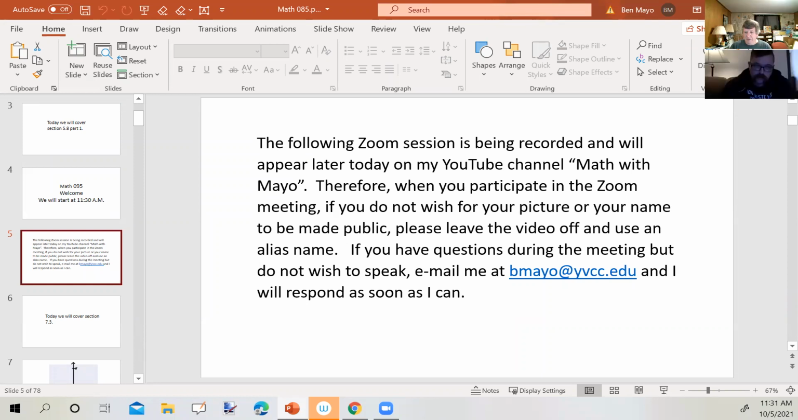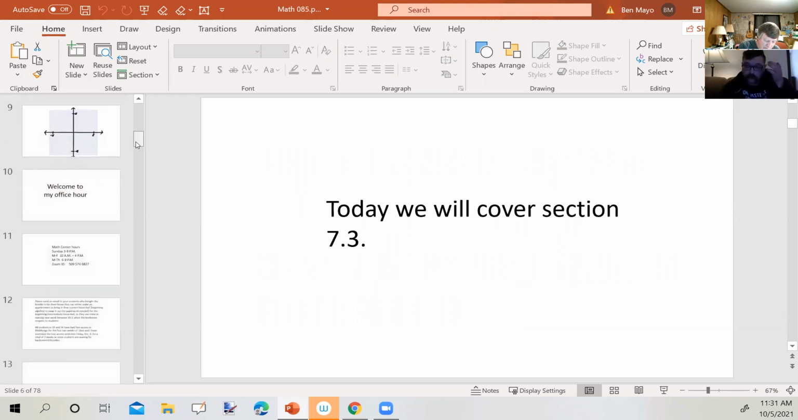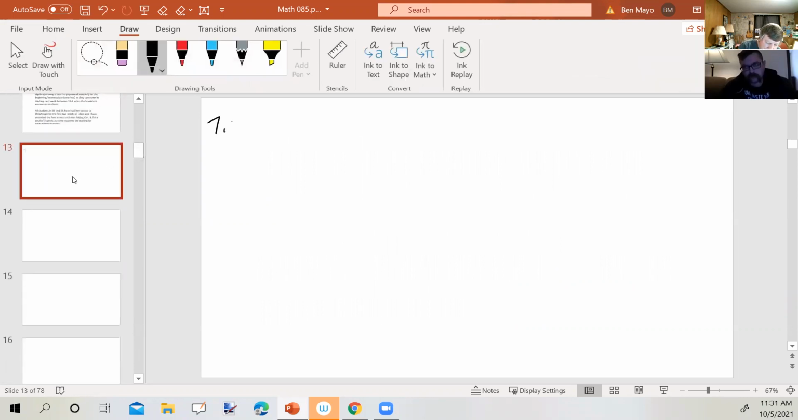Okay. So today we're going to go on and take a look at section 7.3. But before we do, we have some questions from 7.1 and 7.2. So let's start with 7.1. This is problem number 10. It says, find all real numbers for which the rational expression is undefined. Enter your answers as a comma-separated list. If no values make the expression undefined, enter none.